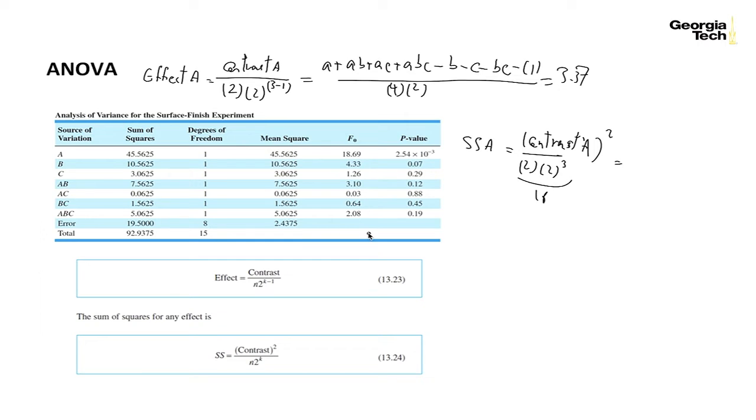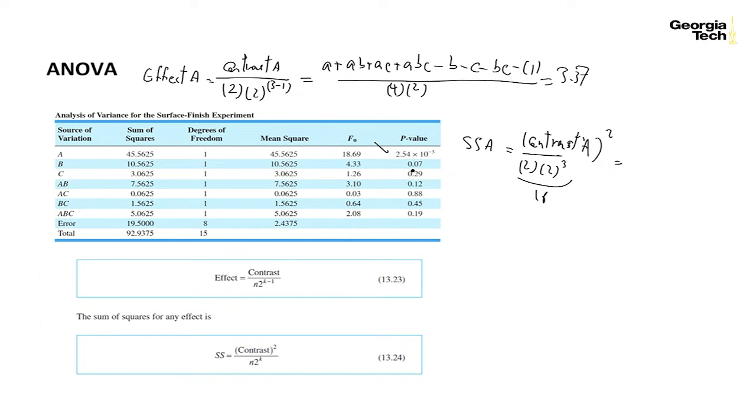As you can see, the p-values corresponding to F tell us factor A is significant. Factor B is on the borderline, around 0.07. Factor C is not significant. The interaction of AB is not significant, and all other two-way and three-way interactions are not significant. That's the way we can say which factor is important or significant, and how we can find the value which, let's say, maximizes the surface finish.